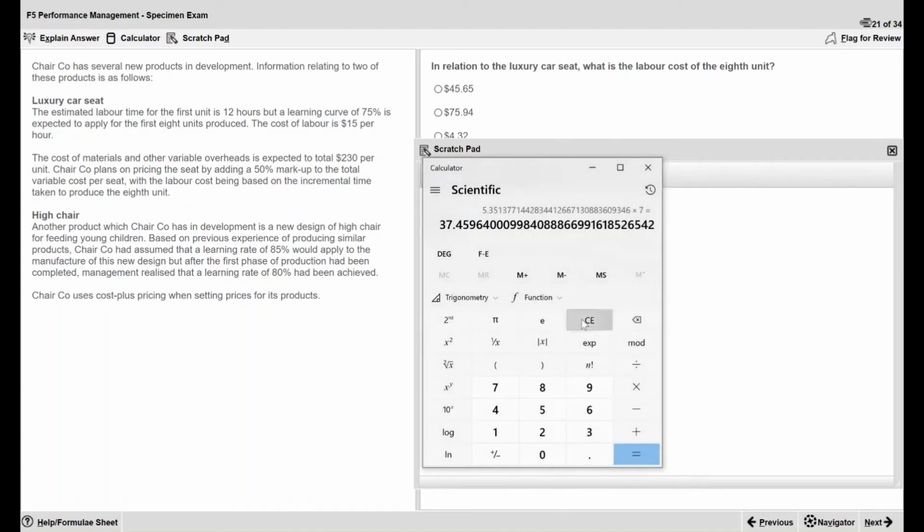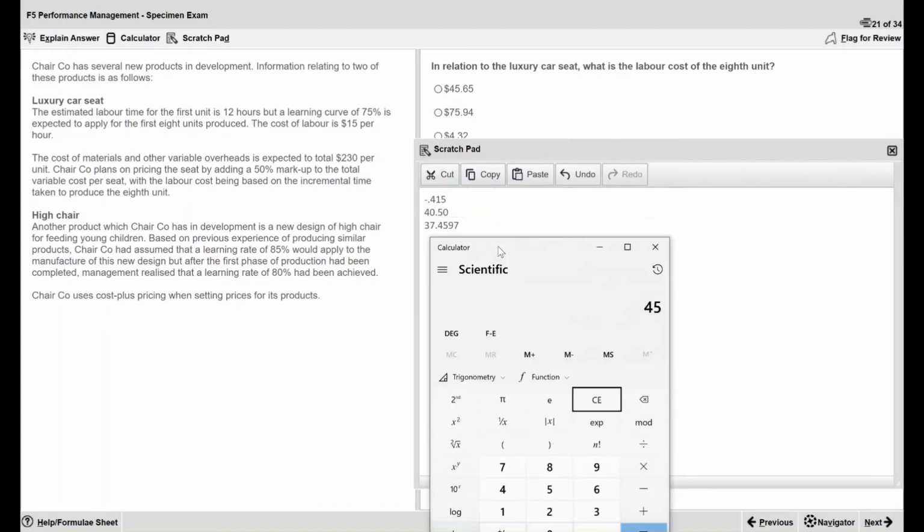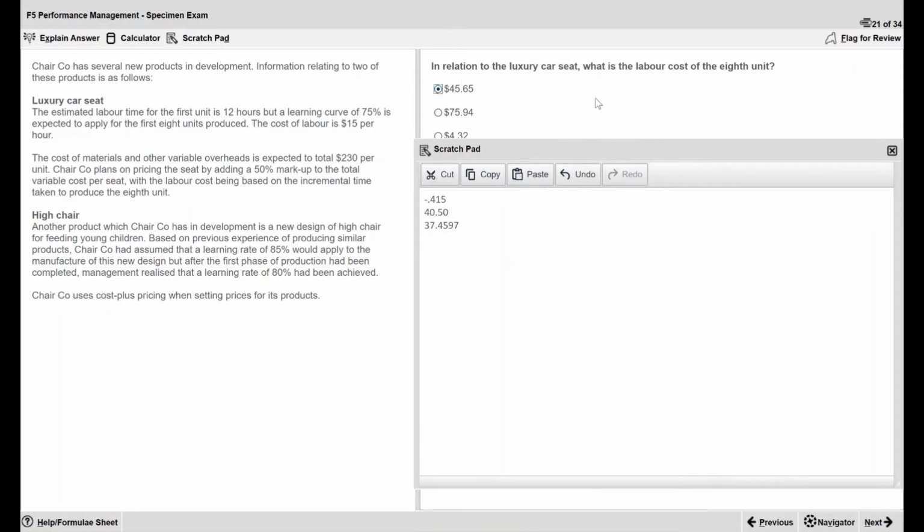So 40.50 minus 37.4597 multiplied by 15 will give us the cost, which is 45.60. So the closest one is A. I would select that one.